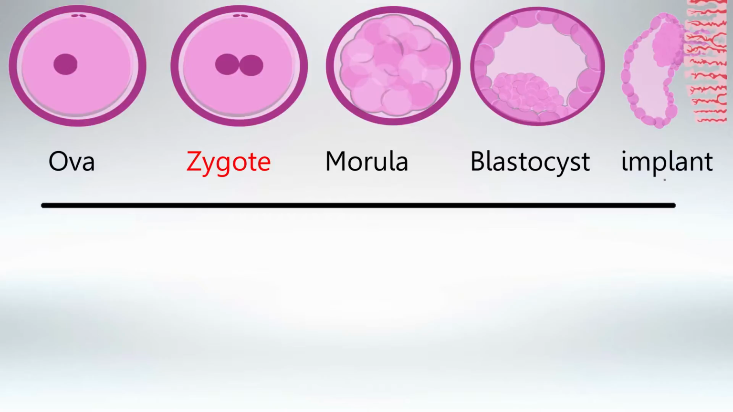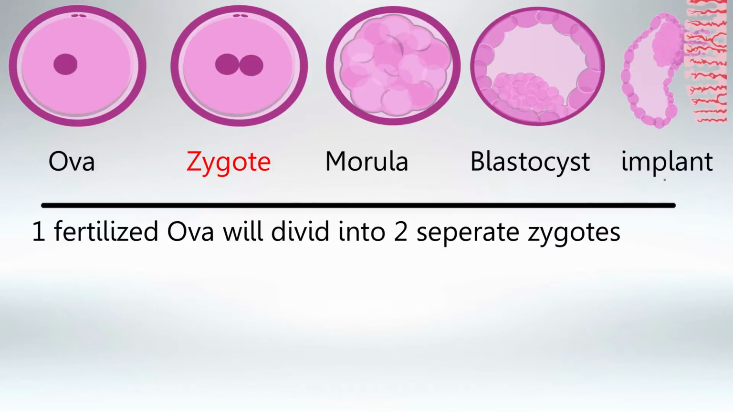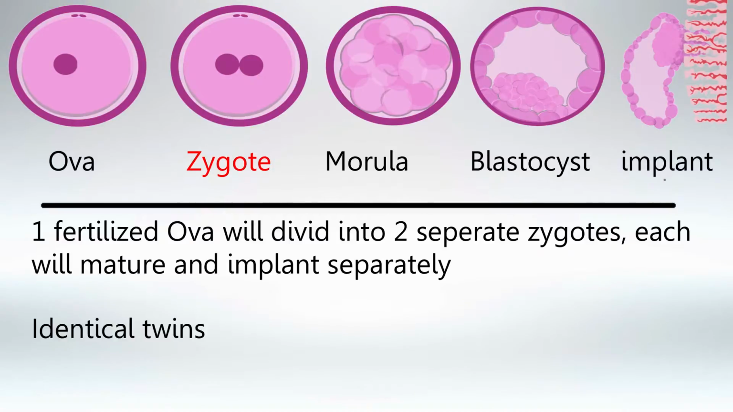The second scenario is after successful fertilization of the ova, it will divide into 2 separate zygotes, and each will mature separately and implant separately. Keep in mind that this will create identical twins because they both share the same ova and the same sperm. This also will have a dichorionic diamniotic feature, which is 2 placentae and 2 amniotic sacs, because 2 separate processes of implantation have occurred.